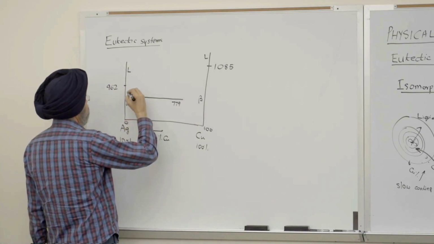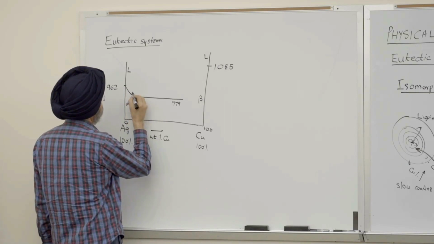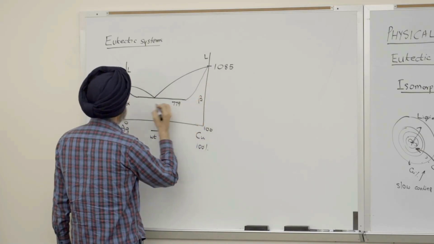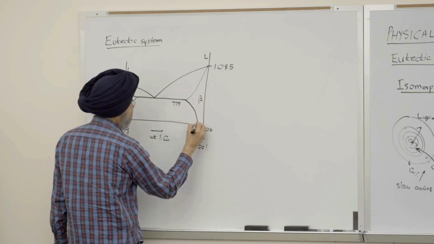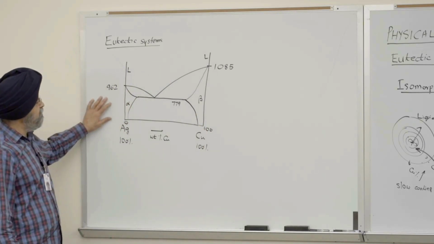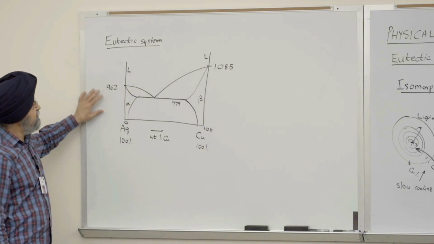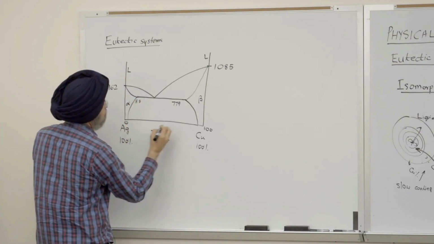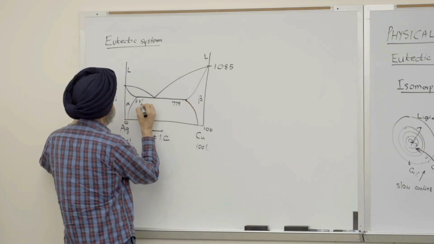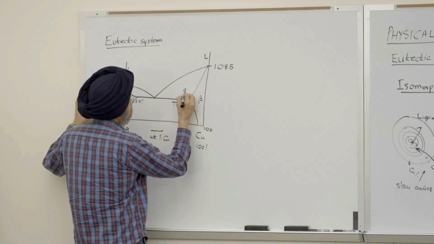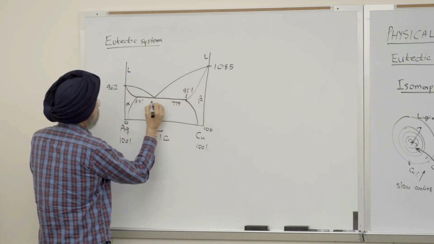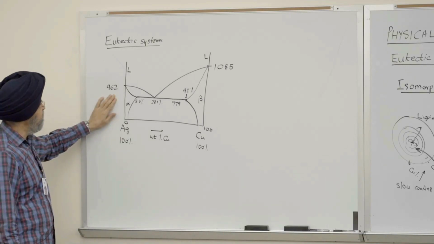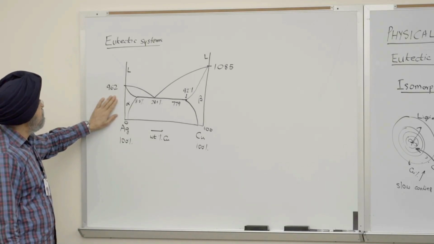Now let me complete the diagram before I describe it. So this is what the phase diagram looks like. So this is a simple eutectic phase diagram. This composition is 8.8 percent. This one is 92%, and this is 28.1%. So this completes the phase diagram. So let's discuss this phase diagram.